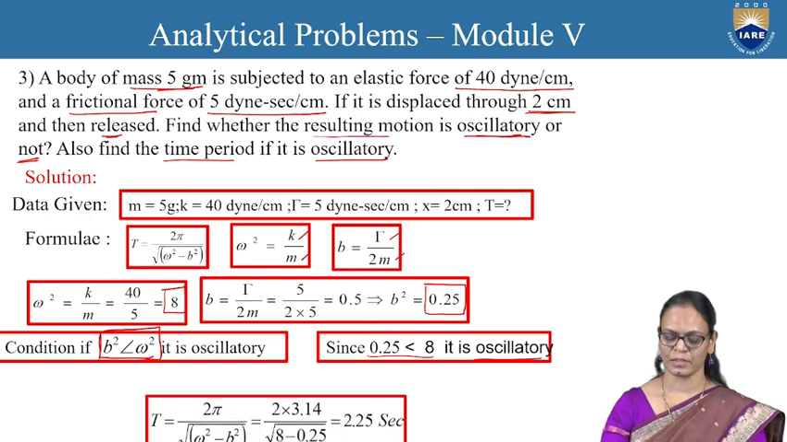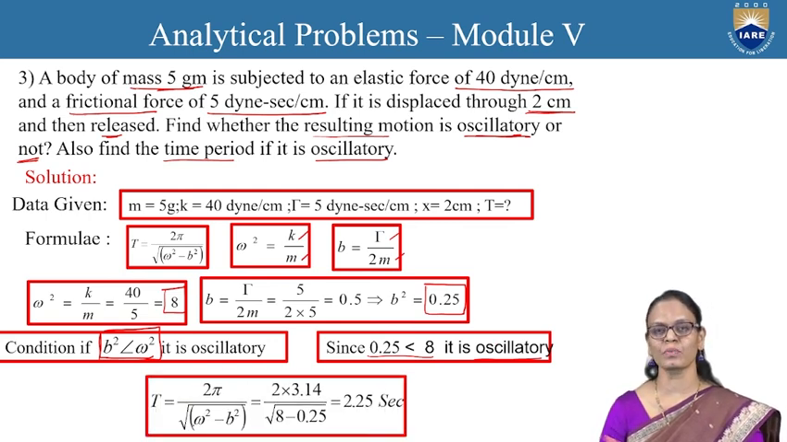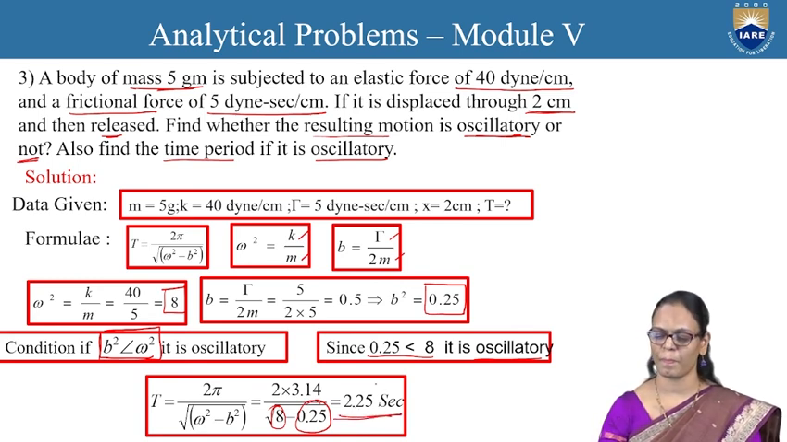Now find T. Substitute in the formula. T is equal to 2 pi upon under root omega square minus B square. Omega square we got 8, B square we got 0.25. So the answer will be 2.25 seconds.